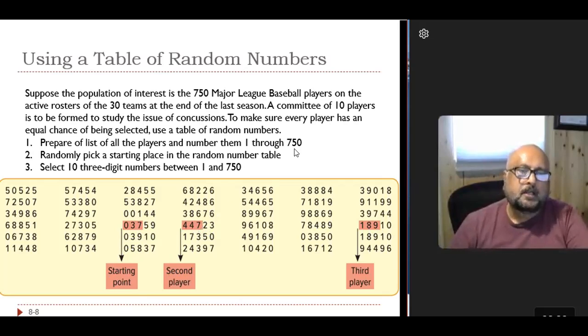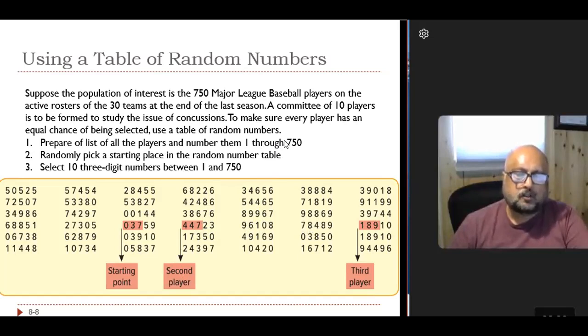Then compare with the limit here, 1 through 750. Does 447 fall within 1 and 750? Yes. So this is a valid number. We keep it. And we go to the 961 here. Is 961 within this range? No, it's bigger than the max number. So we discard it and go to the next one.